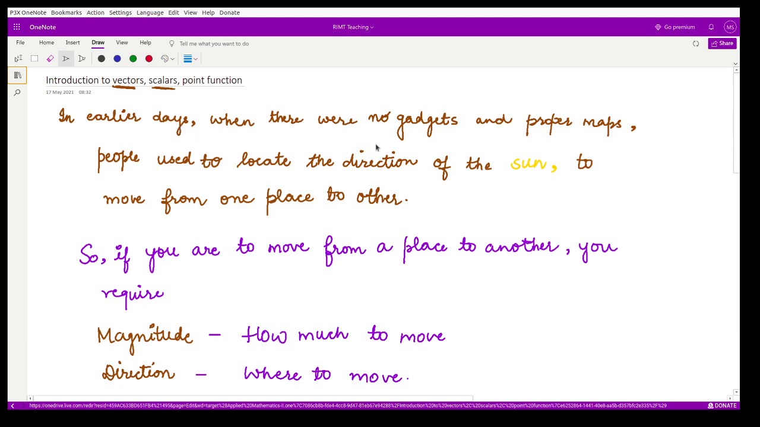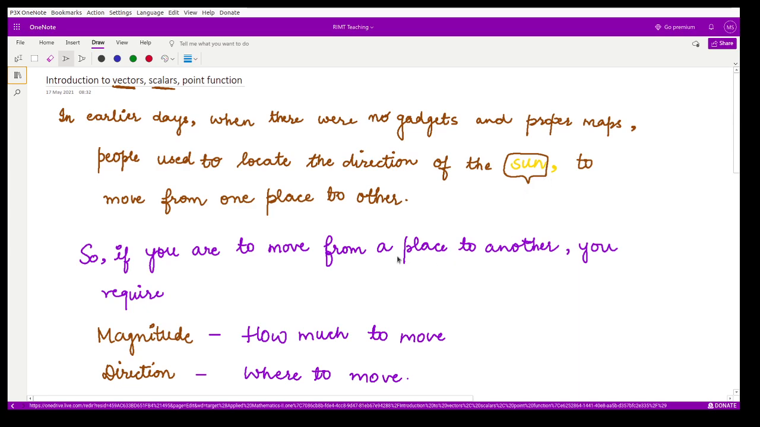In earlier days, when there were no gadgets and proper maps, people used to locate the direction of the sun and then move. So they did not exactly know how much they had to move and where they had to go, in which direction. So they used the sun as a reference and moved according to the direction of the sun.